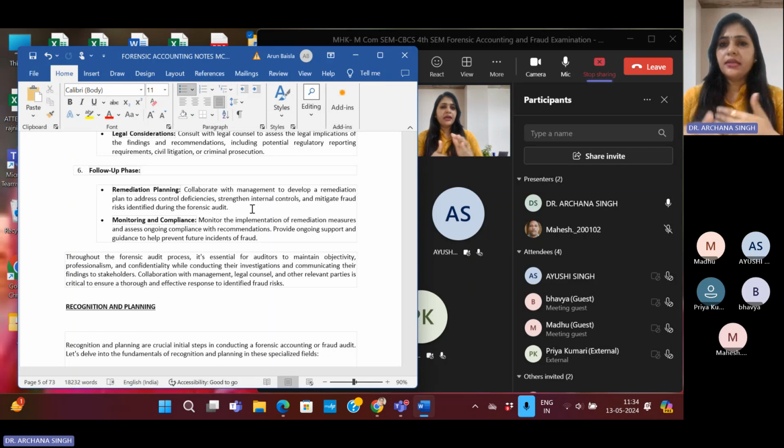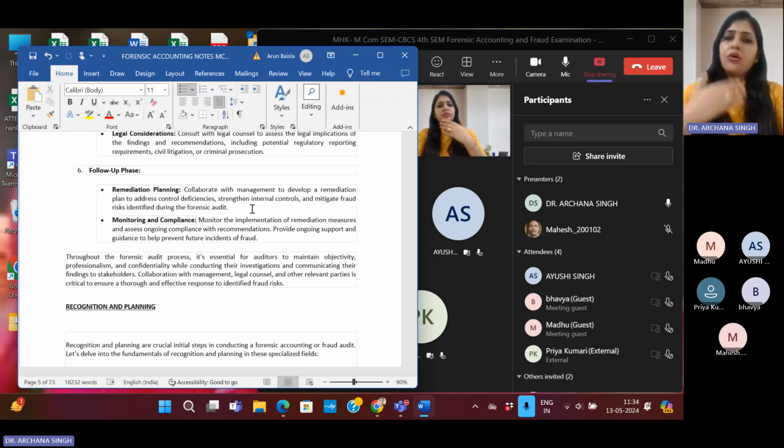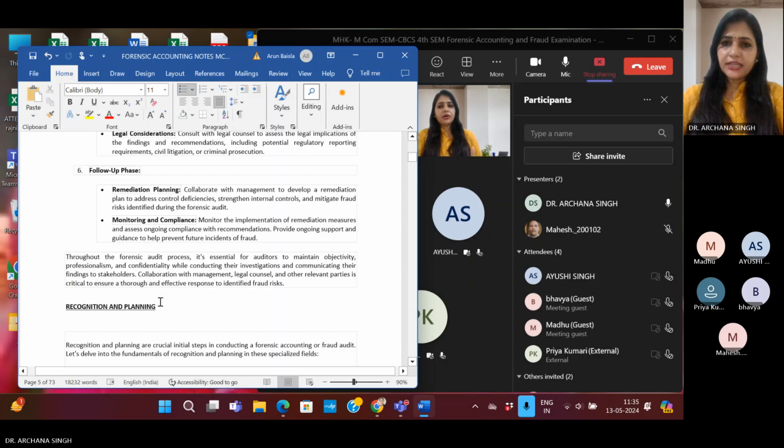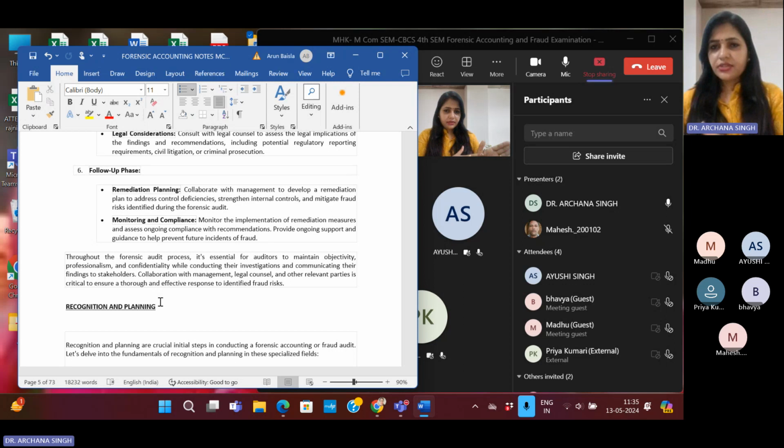Then they have to assess the ongoing compliance and recommendations. They have to provide ongoing support and guidance to help prevent future incidents of fraud, so that no fraud happens in the future. So throughout this forensic audit process, it is essential for auditors to maintain objectivity, professionalism and confidentiality while conducting their investigations and communicating their results or findings to the stakeholders.